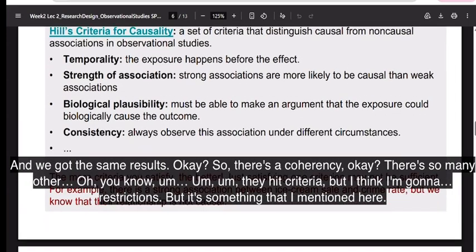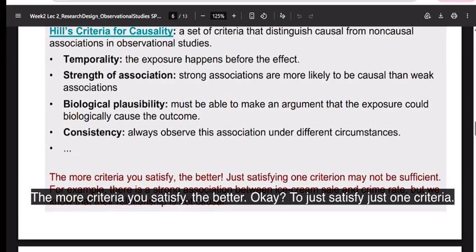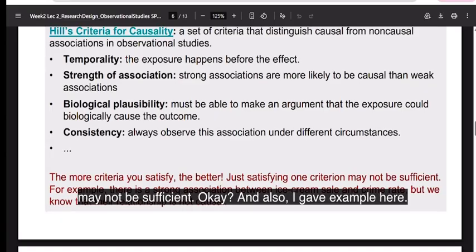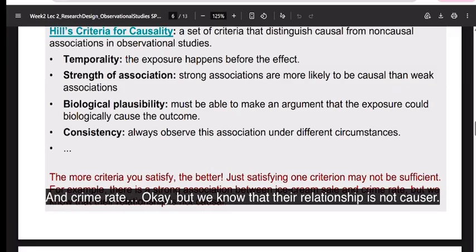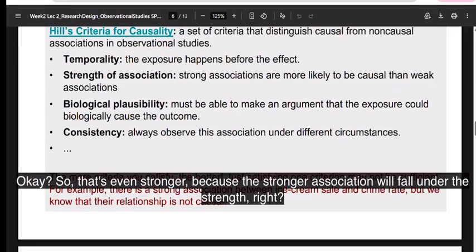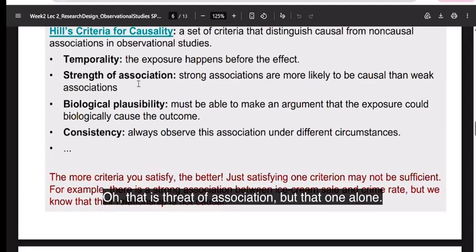But there's something that I mentioned here. The more criteria you satisfy, the better. Just satisfying one criterion may not be sufficient. And I also give an example here. If there's a strong association between ice cream sales and crime rate, but we know that their relationship is not causal. That's even stronger because the strong association will fall under the strength of association, right? But that one alone is not sufficient. Does that make sense?